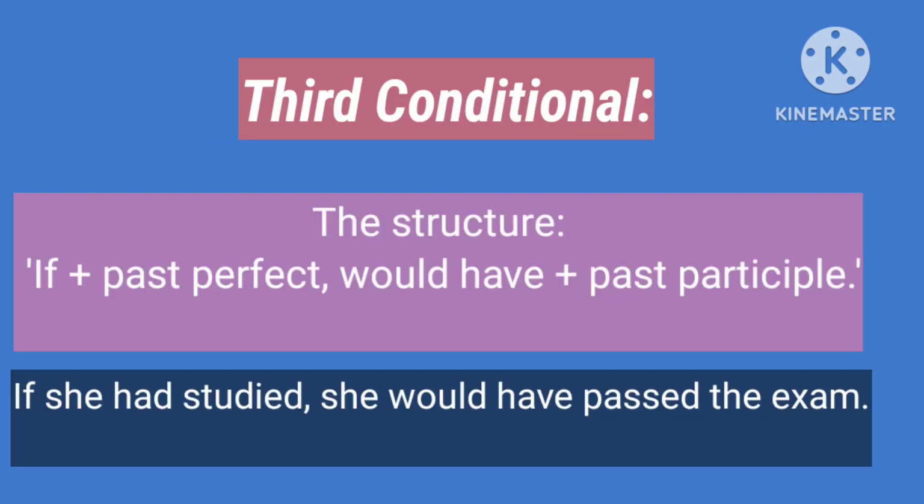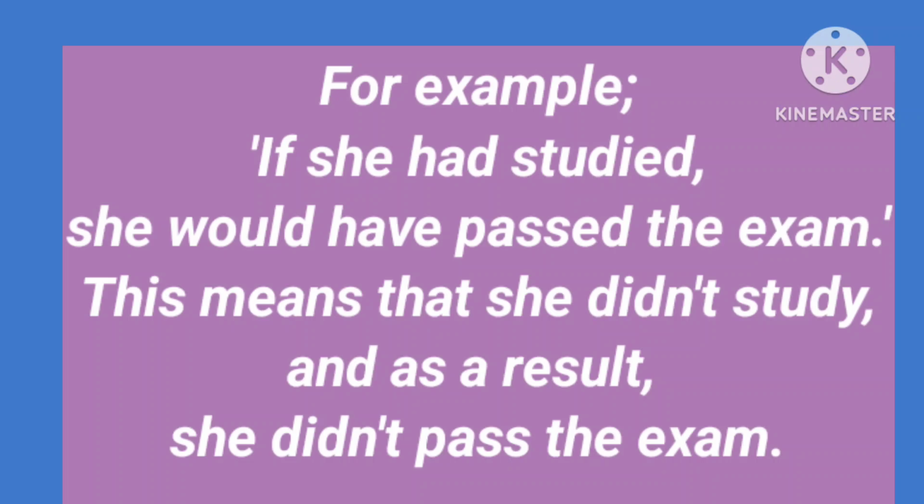were met. The third conditional is used for situations in the past that did not happen. The structure is if plus the past perfect tense followed by would have and the past participle. For example, if she had studied, she would have passed the exam. This means that she didn't study and as a result, she didn't pass the exam.